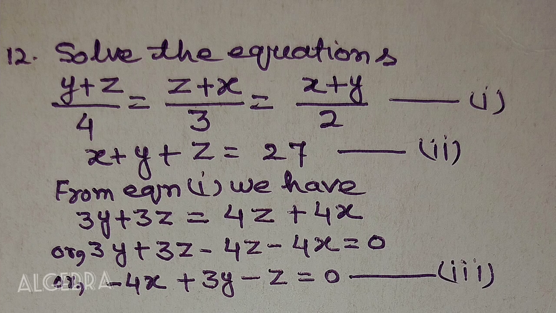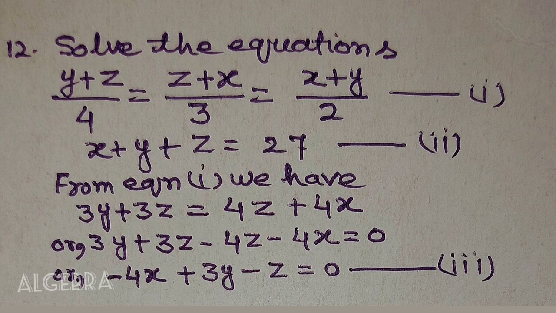(y plus z)/4 is equal to (z plus x)/3 is equal to (x plus y)/2, equation 1. And x plus y plus z is equal to 27, equation 2. From equation 1 we have 3y plus 3z is equal to 4z plus 4x, or 3y plus 3z minus 4z minus 4x is equal to 0, or minus 4x plus 3y minus z is equal to 0.